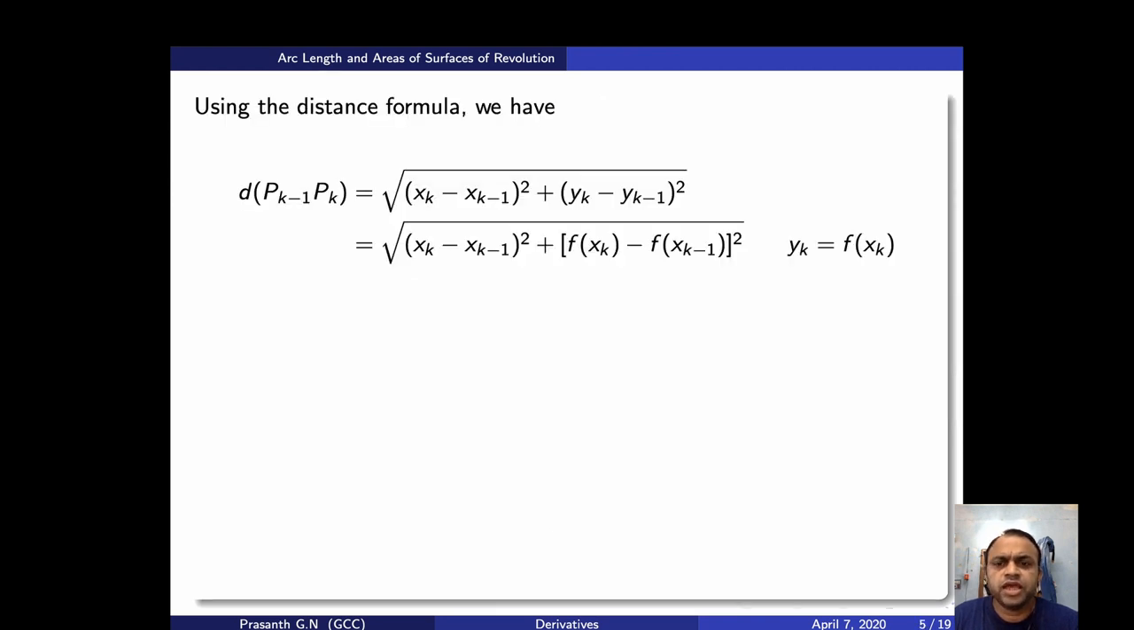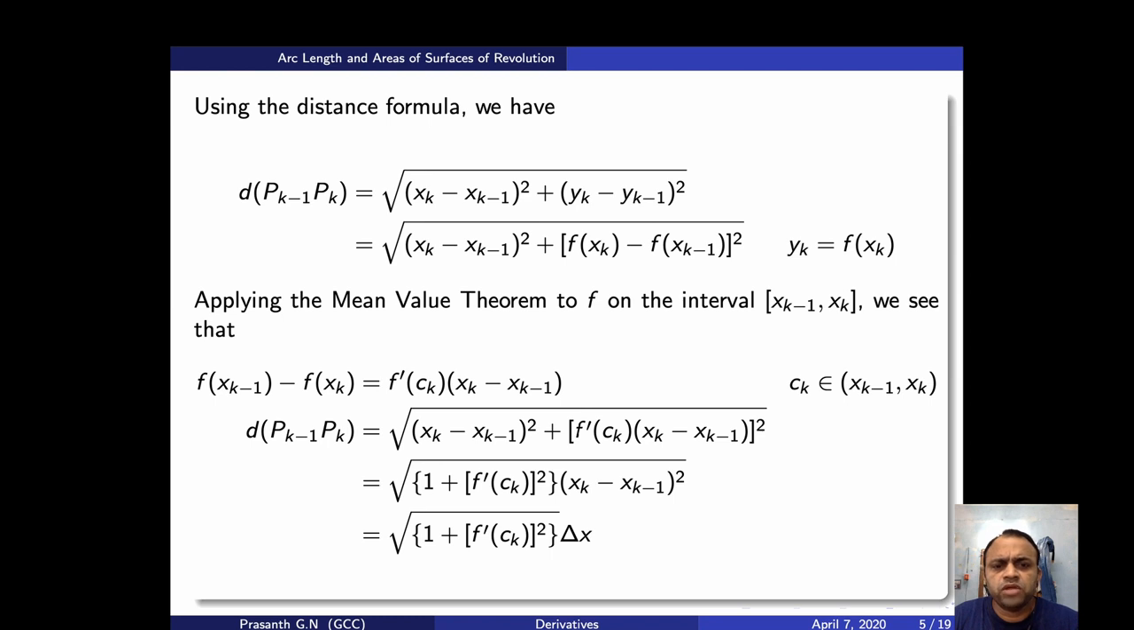Now you know that p_{k-1} is (x_{k-1}, f(x_{k-1})) and p_k is (x_k, f(x_k)). Now because y is equal to f(x), we can replace f(x_{k-1}) as y_{k-1} and f(x_k) as y_k. So the distance p_{k-1}p_k is the square root of (x_k - x_{k-1}) whole square plus (f(x_k) - f(x_{k-1})) whole square.